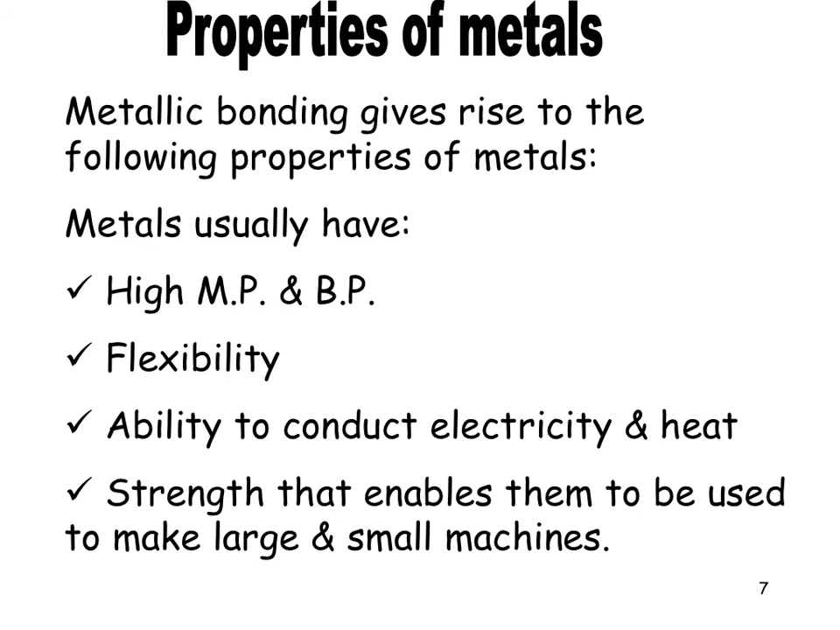Metallic bonding gives rise to the following properties of metals. They usually have high melting and boiling points because they have strong forces of attraction between the electrons and those positive kernels. They're flexible for the reason I just explained. They can conduct electricity and heat because those electrons can move through the lattice, and they're strong, and that means you can use them for machines.